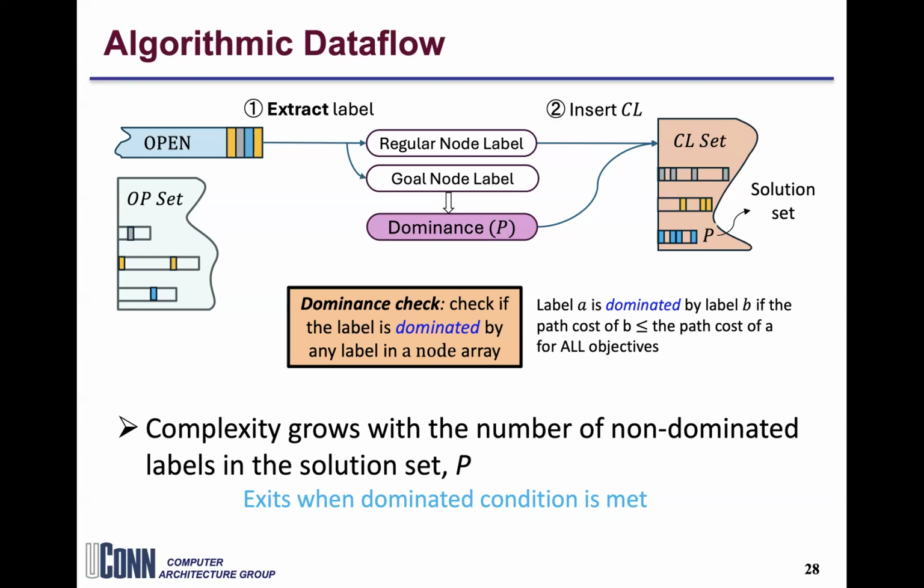The complexity of this dominance check grows with the number of non-dominated labels in that solution set. If I have a lot of solutions in that solution set, I have to compare each label to that label to come up with an answer whether this label is dominated or not. There's some good news. The moment you meet the dominance condition, you can exit because you already found one label. As soon as you find one label that dominates it, you don't have to keep checking. So you can exit early.